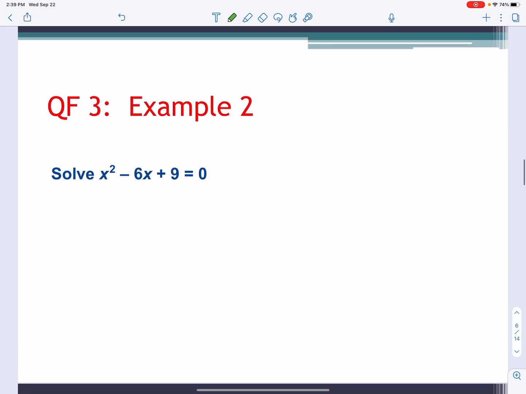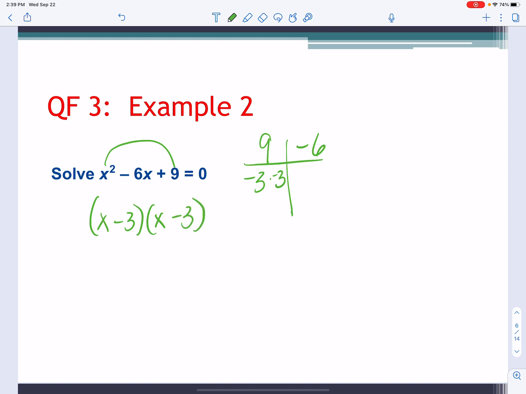All right, so if I look at this one, I'm looking for factors of 9 that add up to negative 6. That would be a negative 3 and a negative 3. So that's saying that it's x minus 3 and x minus 3. So if I set this equal to 0, it would hit at 3. If I set this equal to 0, it would hit at 3. So my one answer is 3.